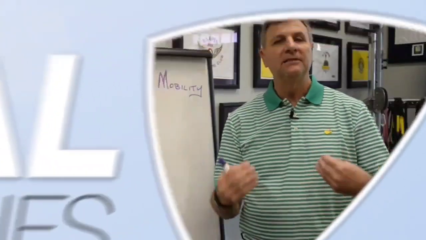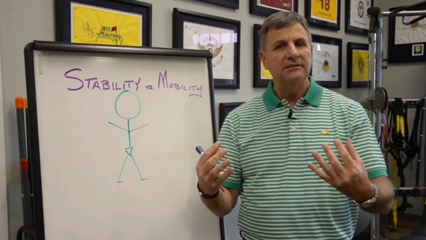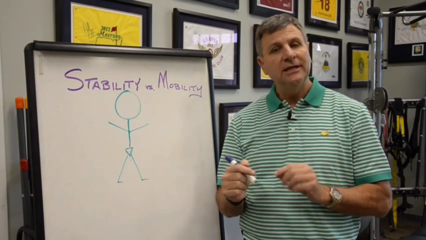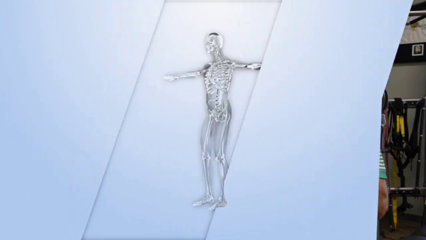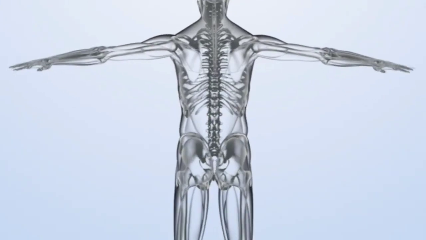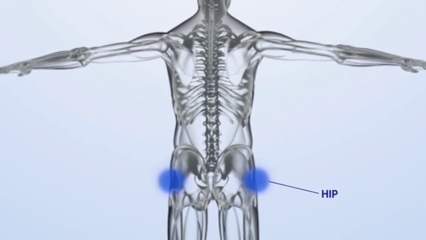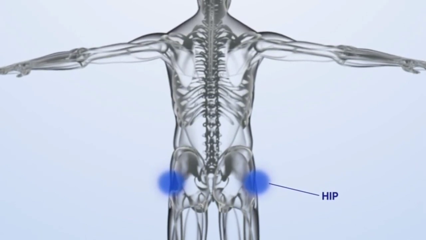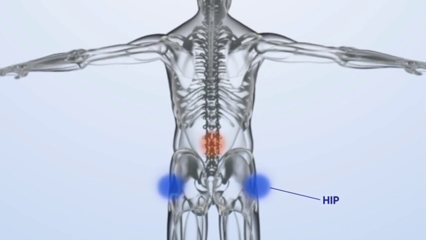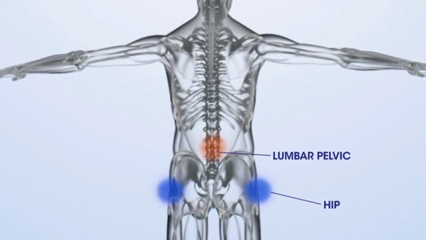One of the things we talk about is the stability-mobility continuum. It's kind of an interesting concept. If you think about normal movement in the human body, joints are either designed to be relatively stable joints or they're designed to be mobile joints to produce movement. Our hips are designed to be very mobile. They move in 3 planes of movement: sagittal, coronal, and transverse. The next region we come to is the lumbar pelvic area, or another term we use often in training, the core, which should be nice and stable.